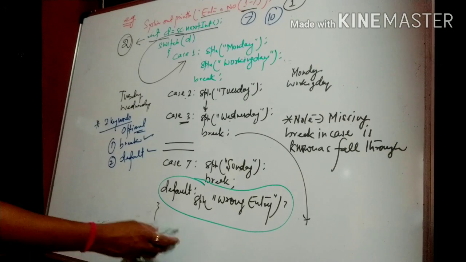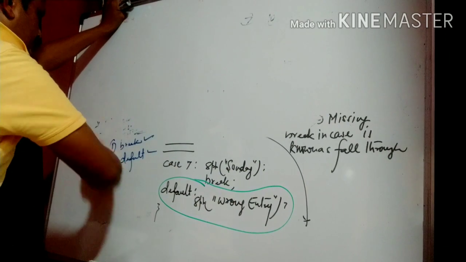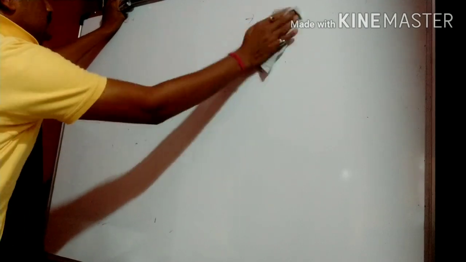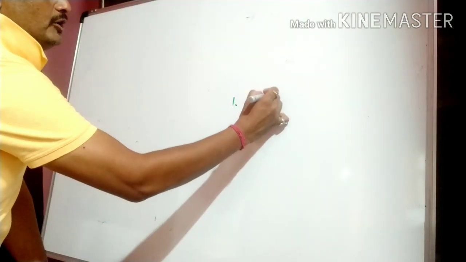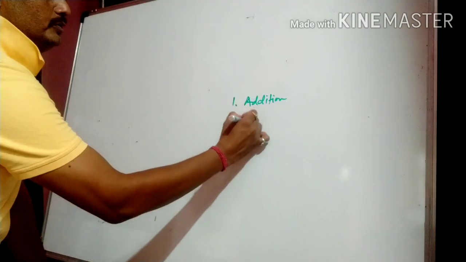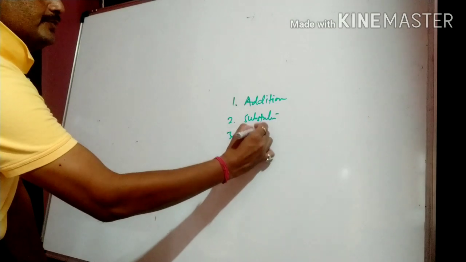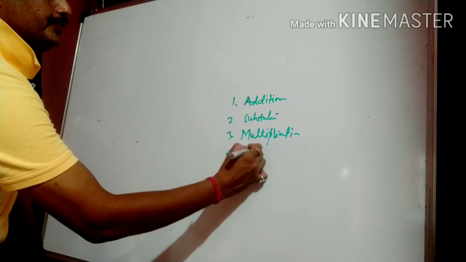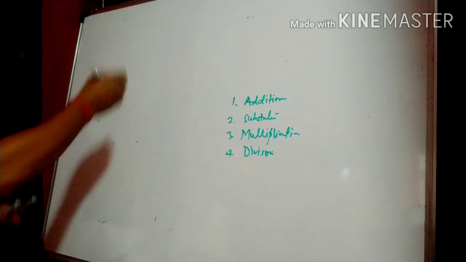One more example I will give you. You have to input 2 numbers, and as per the user's choice, you have to display: number 1, addition of both the numbers; number 2, subtraction of both the numbers; number 3, multiplication of both the numbers; number 4, division. Alright, so we will start there.